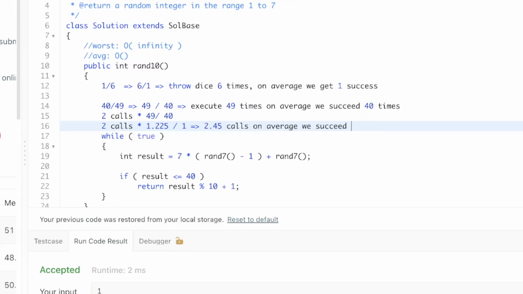Okay, so we're making 2.45 calls on average, but the big O just comes out to 2.45 times whatever the big O of Rand7 is. But we take out the constants, so it just ends up being a big O of Rand7. But I think it is nice to be able to explain what your average number of calls would be. Okay, so let's get rid of this.